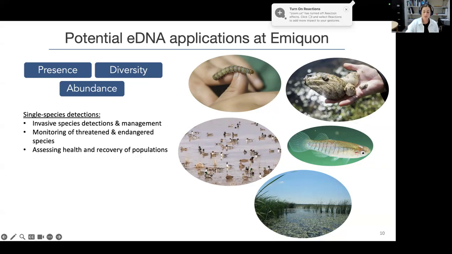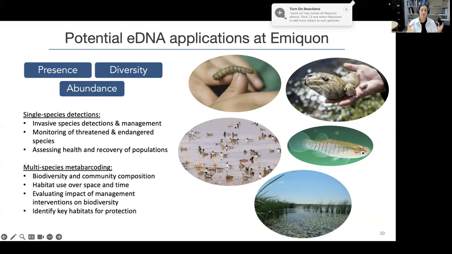But we can also use environmental DNA in this multi-species biodiversity approach. This is where I think the real power comes in, because we can then start to do broad biodiversity and community composition surveys. We can start to understand how different taxonomic groups are using habitats at Emiquon over space and over time, and how different management approaches in this system have impacts on biodiversity. This might also allow us to identify key habitats for protection, which could improve the biodiversity of this system.